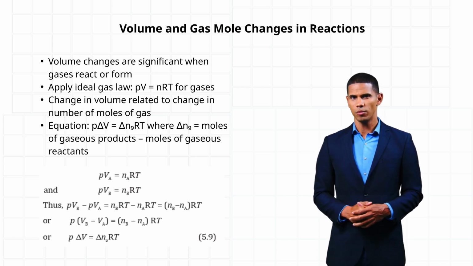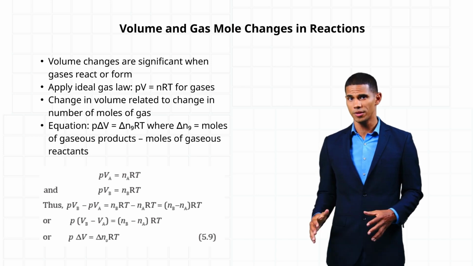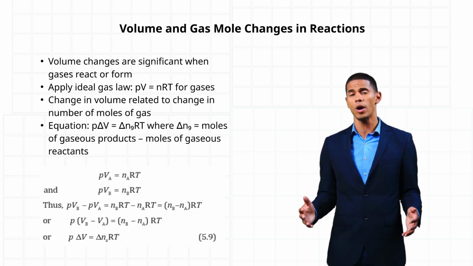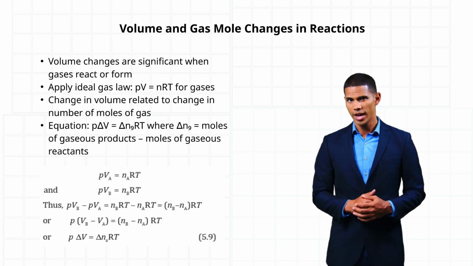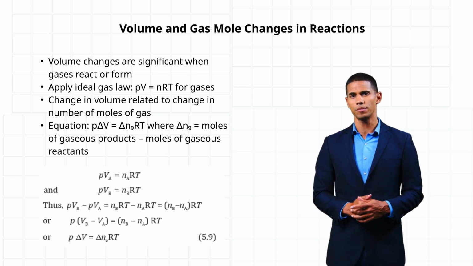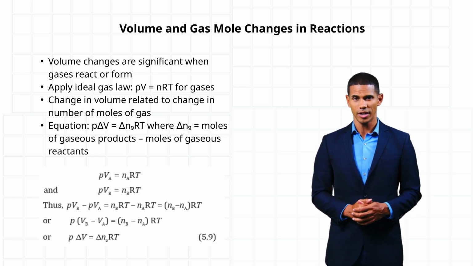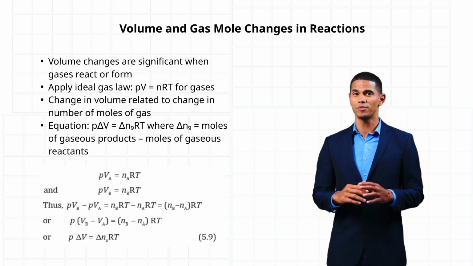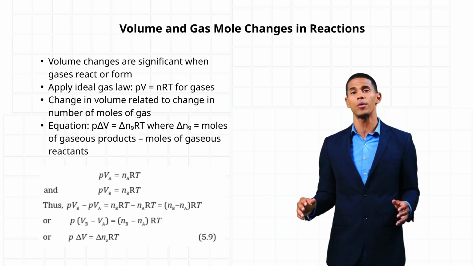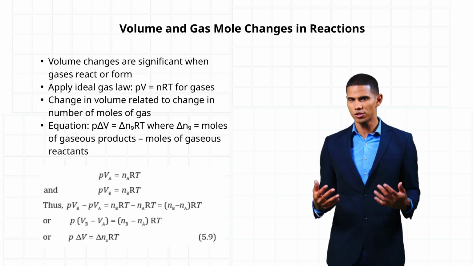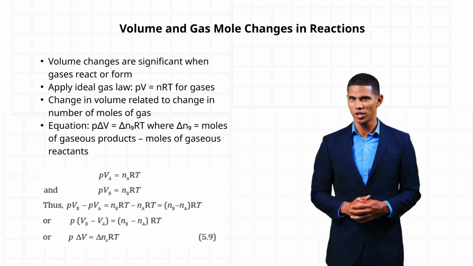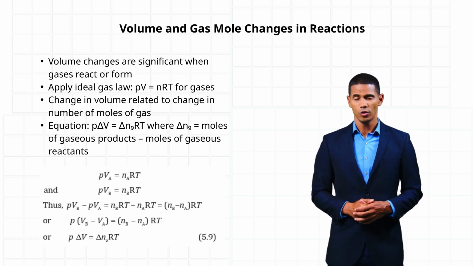By subtracting the reactants equation from the products, we get P times the change in volume equals the change in moles of gas times RT, written as P delta V equals delta N subscript G times RT. Here, delta N subscript G is the difference in moles of gaseous products and reactants. This connection is essential because when the number of gas moles changes, the volume changes too, affecting the enthalpy change of the reaction. Now, question your understanding.